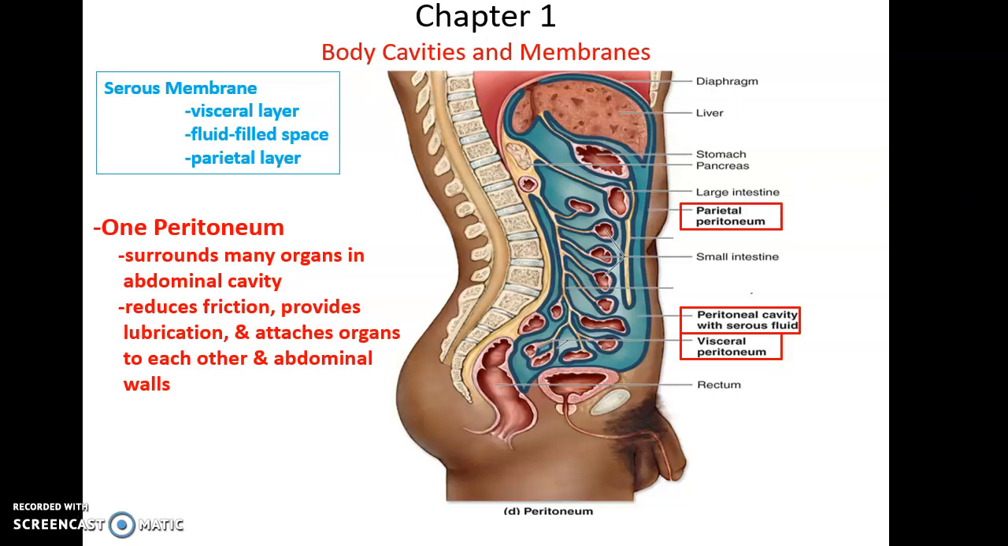It surrounds some, doesn't surround others. It again provides similar functions. It helps to reduce friction from our intestines and stomach moving around, helps to provide lubrication. And also, the additional function for the peritoneum is that it will attach organs to each other and to the abdominal walls. So the peritoneum also helps to hold the abdominal organs in place.